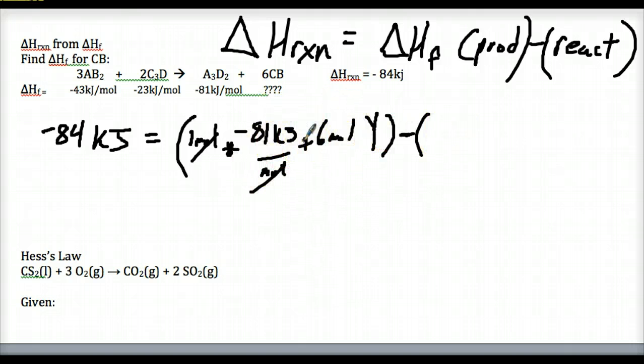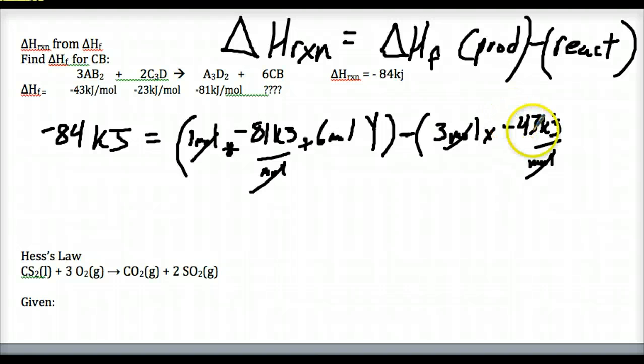Products minus reactants. Reactants would be 3 moles of AB2, negative 43 kilojoules per mole. Moles cancel out. Plus my C3D, I have 2 moles, negative 23 kilojoules. I apologize for writing so small. Again, the technology is not being very friendly.